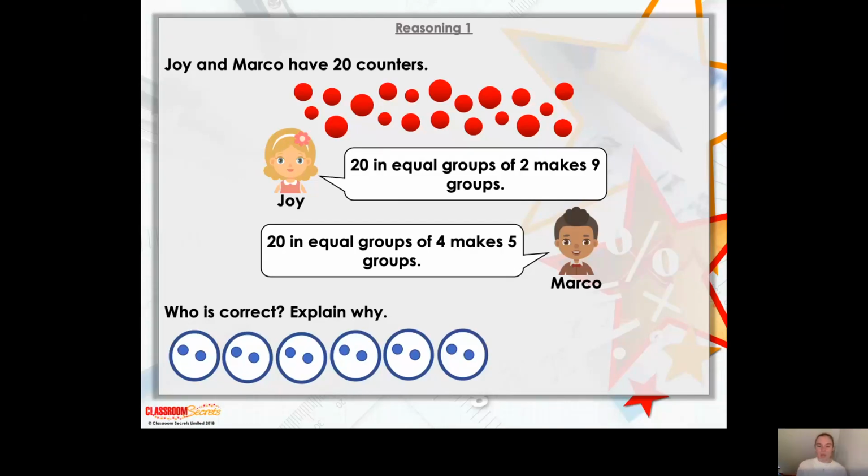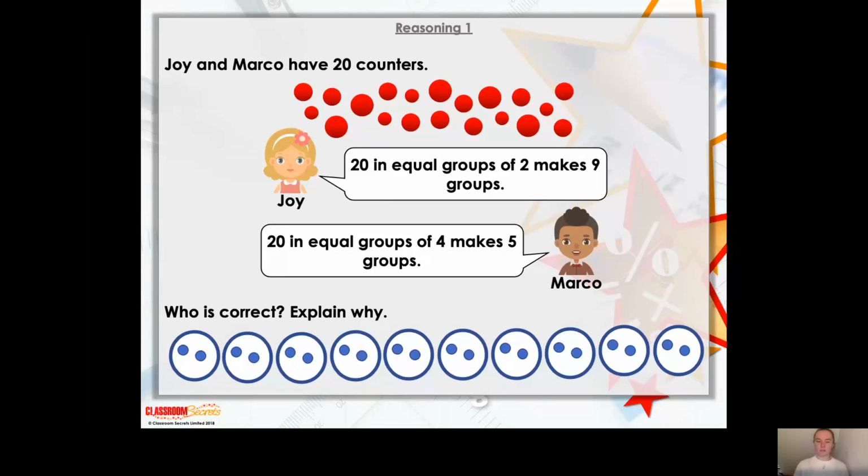Okay, Year 2. So we ended with 6 groups with Joy's counters, 2 in each group, and we had 12 counters in total. So let's add another one, and that would be 14. Another one, 16. Another one, 18. And another one, 20. So we've got to our 20 counters, and they're all in equal groups of 2. But have we made 9 groups? Well, let's check. We've got 1, 2, 3, 4, 5, 6, 7, 8, 9. Oh dear, we've got one more group. So Joy was wrong, wasn't she? Because you need 10 groups. Okay, you can make 10 groups if you put 20 in equal groups of 2.